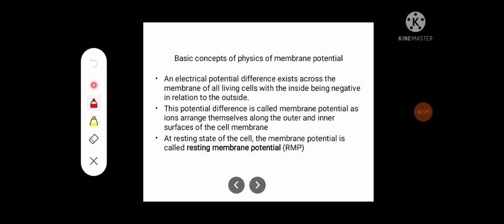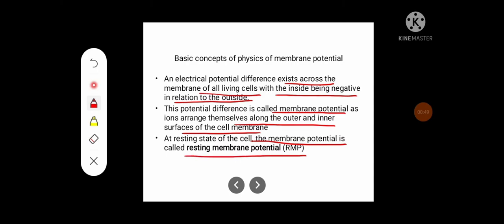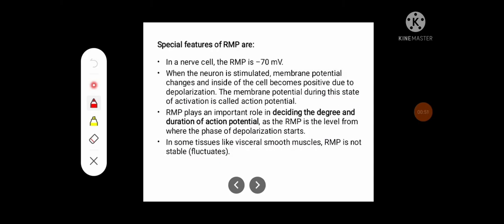An electrical potential difference exists across the cell membrane of all living cells, with the inside being negative in relation to the outside. This potential difference is called the membrane potential. Ions arrange themselves along the outer and inner surfaces of the cell membrane. At the resting state of the cell, the membrane potential is called the resting membrane potential. In a nerve cell, the resting membrane potential is minus 70 millivolts.